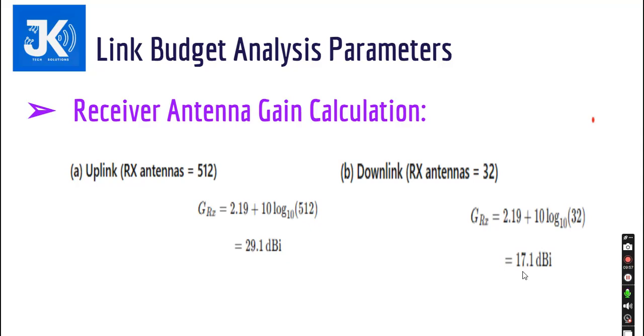Similarly, now we are calculating for the receiving antenna. For receiving antenna gain, for the uplink receiving antenna we have considered 512 antennas, and for that we got the gain value as 29.1 dBi. Similar to the previous calculation, we have done this calculation. For downlink, we have taken the receiver as 32, so we are substituting the n value as 32. We got 17.1 dBi as the gain for the downlink receiving antenna.